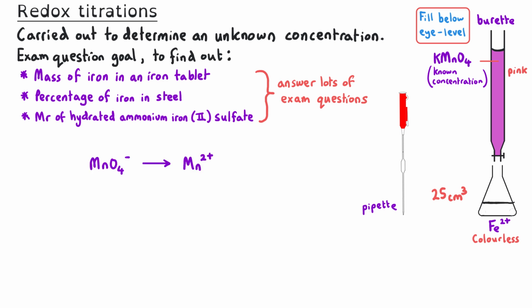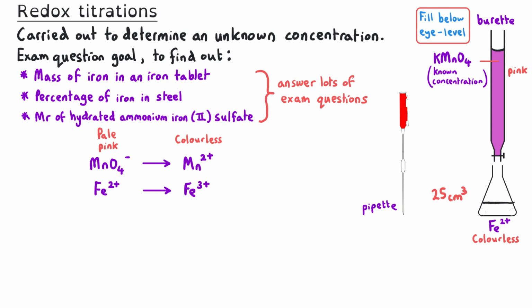Potassium manganate 7 is a strong oxidizing agent, and during this titration it gains electrons and becomes manganese 2+ ions, and the colour changes from pale pink to colourless, and so this means that no indicator is needed for the titration. The iron 2+ solution is therefore oxidized and becomes iron 3+ by losing electrons.